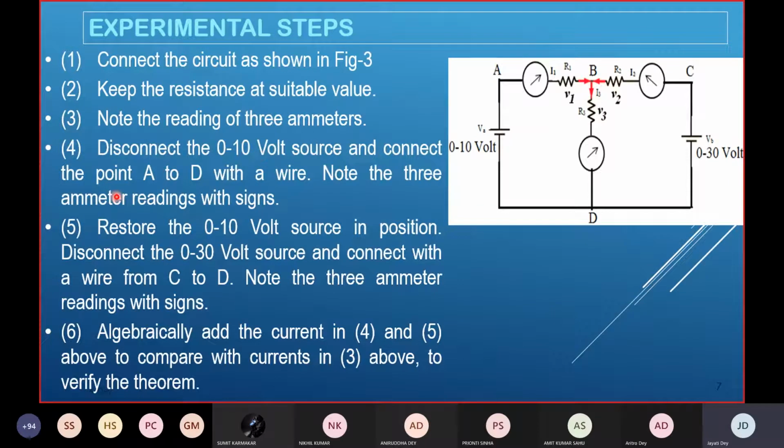We will show you exactly what values of VA and VB we have considered during the recording.